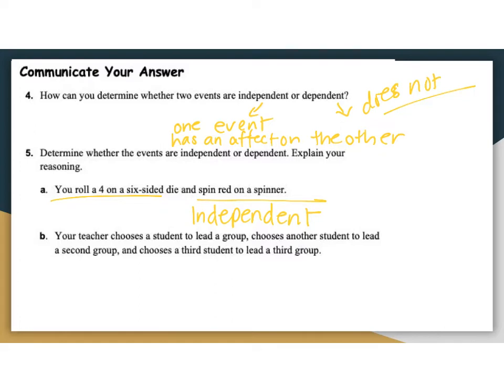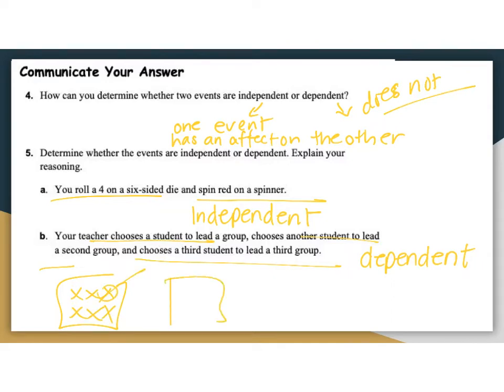Letter B, your teacher chooses a student to lead a group, chooses another student to lead a second group, and chooses a third student to lead a third group. Well, that is dependent because once she chooses somebody, that takes someone out of the pool to be chosen. If you take one out, then you only have one less than that. And if you take another one out, same thing, you're decreasing your pool. So every time one event affects the other, it becomes dependent.